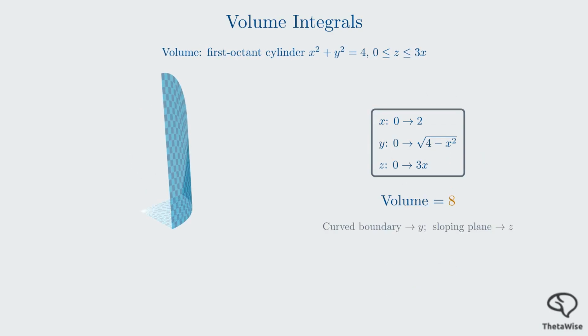The notes also give a volume example for the first octant portion of the cylinder x squared plus y squared equal to 4 between z equal to 0 and z equal to 3x. The region has x from 0 to 2, y from 0 to the square root of 4 minus x squared, and z from 0 to 3x. Integrating this volume gives 8. Notice how the bounds carry the geometry. The curved boundary controls y, while the sloping plane controls z.